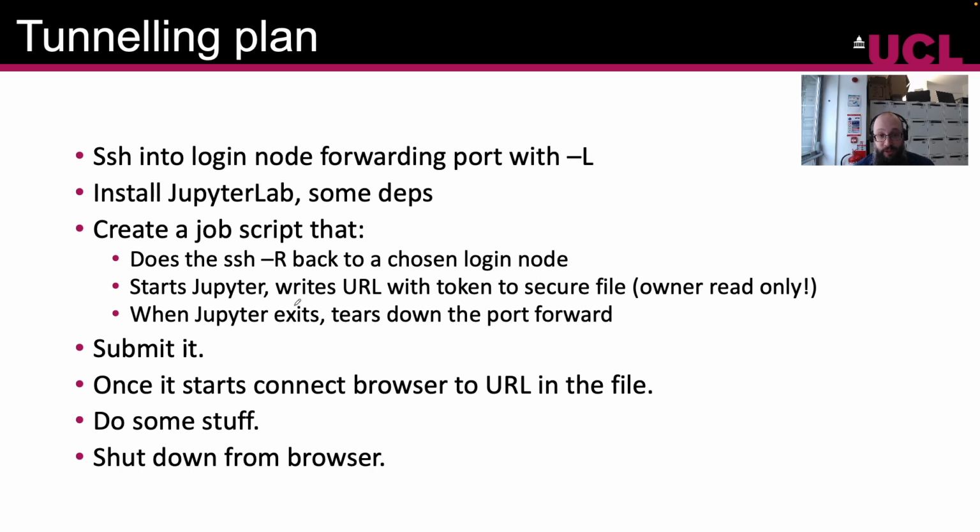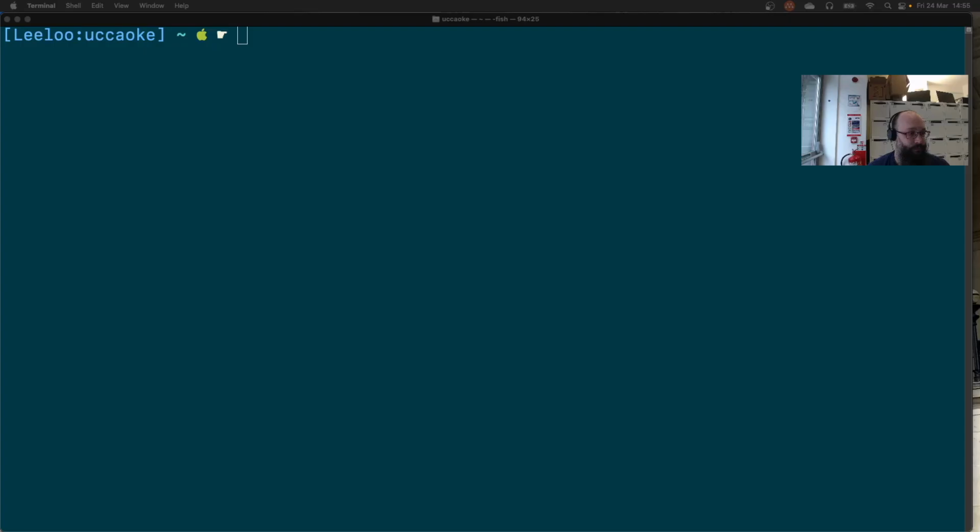And then the script will, when it exits, shut down the port forwarding. We'll submit the script. Once it starts, we'll connect the browser to the URL in the file. We'll do some playing about with Mandelbrots, and then we'll shut down everything from the browser. So let's do it.